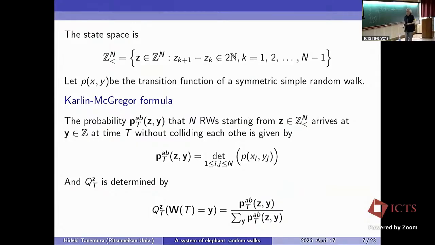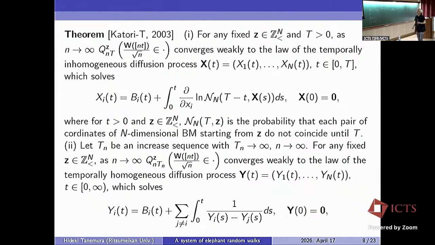And the conditional probability, given that summation, this is the summation over all realizations of this. This is the probability that no particle collides. This is exactly a representation of vicious walks. And 20 years ago, Makoto Katori and I proved these things.